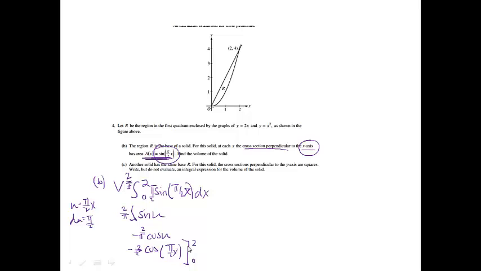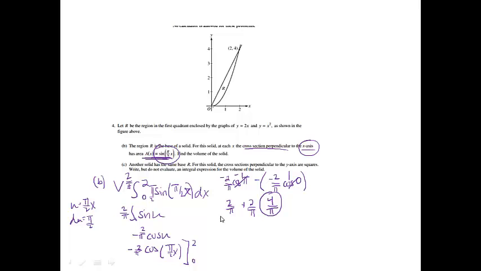If I plug in 2, pi over 2 times 2 is just pi, so I'm going to get negative 2 over pi cosine pi, minus, if I plug 0 in, pi over 2 times 0 is 0, negative 2 over pi cosine of 0. Then I know that the cosine of pi is equal to negative 1, so negative 2 over pi times negative 1 will be 2 over pi, and then the cosine of 0 is 1, so minus negative 2 over pi will be plus 2 over pi, and 2 over pi plus 2 over pi is going to equal 4 over pi. So that would be the answer for part B.